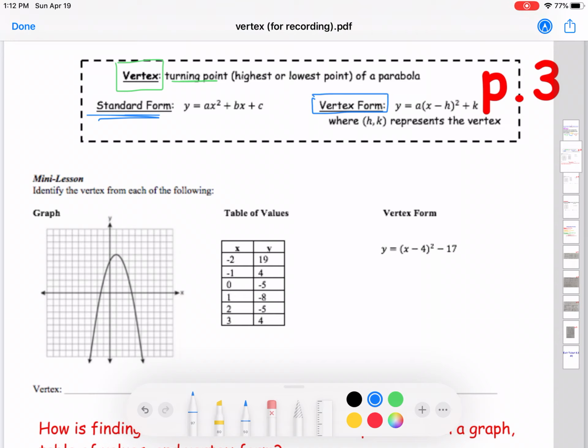And the reason why this is called vertex form is because it is super easy to pick out the vertex from this equation. You'll notice that we use some new letters here, A, H, and K. We're not going to worry about the A just yet in this lesson, but we're going to focus today on the H and the K because (h, k) is actually going to represent our vertex. So if we have an equation in vertex form, it is super easy to pick out the vertex.